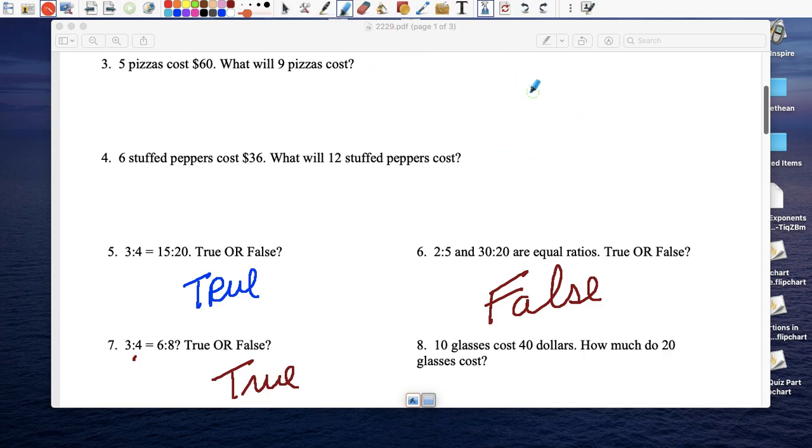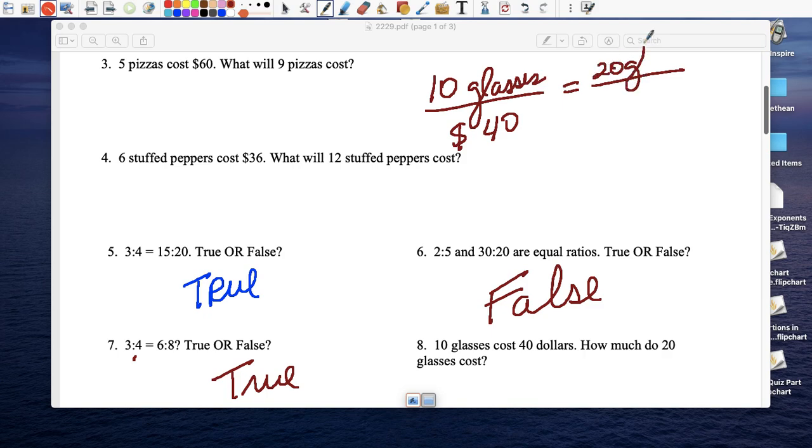Number 8. 10 glasses. It's $40. How much is 20 glasses? Okay. So you can put an X over here and you can cross multiply, or actually this one is nice and easy, right? So I'll look side to side. Look, 10 times 2 is 20, right? So over here would be 40 times 2, which is going to give us 80.